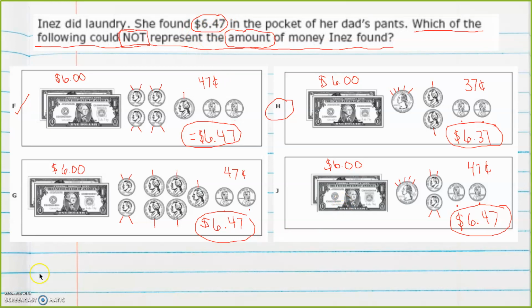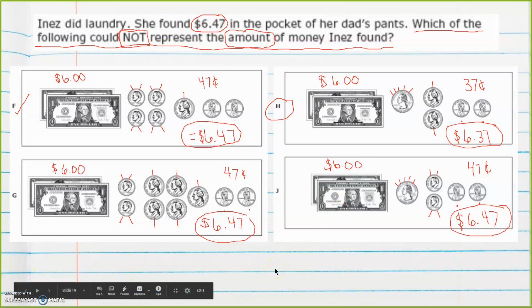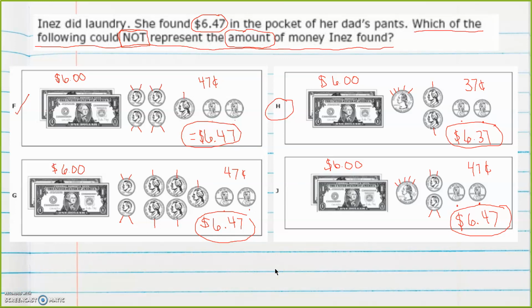So remember, guys, the most important thing is to remember to label your money. Remember, each line is worth 5 cents. That way you can go back and count by fives.